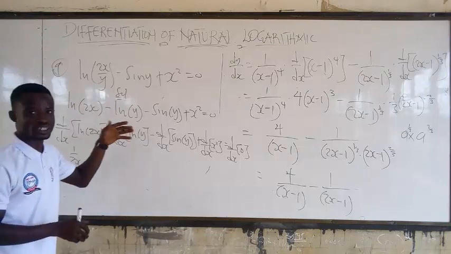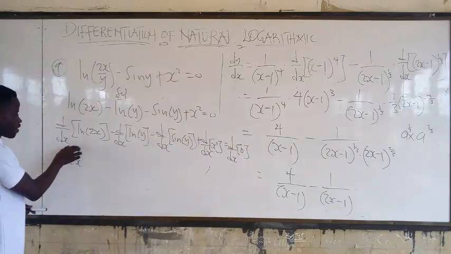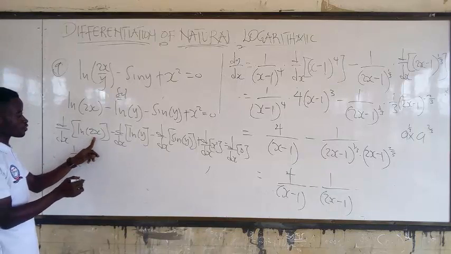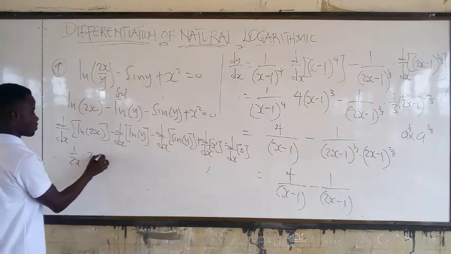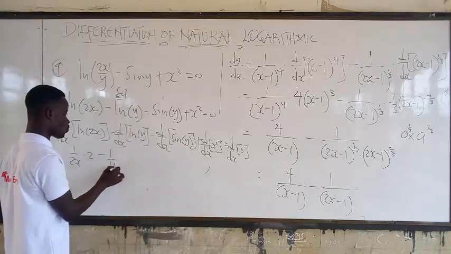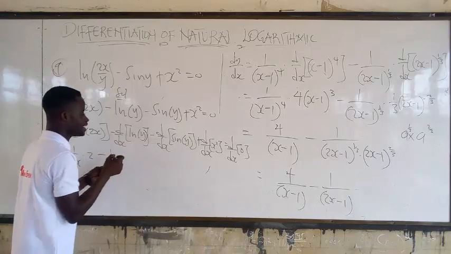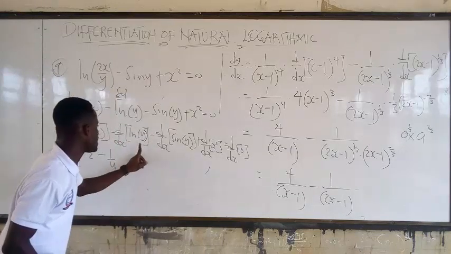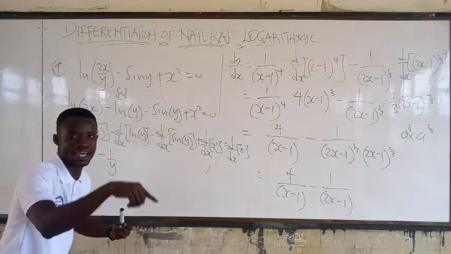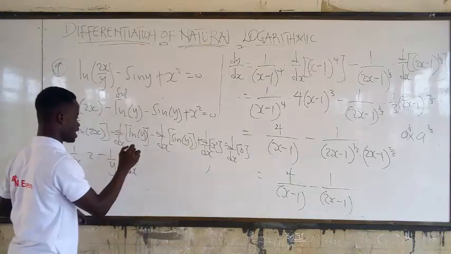In fact, the question is an implicit question. So 1 over 2x times the derivative of the inside, which gives 2. Minus this one, don't forget, 1 over y. The derivative of the inside, which is y, is dy/dx.